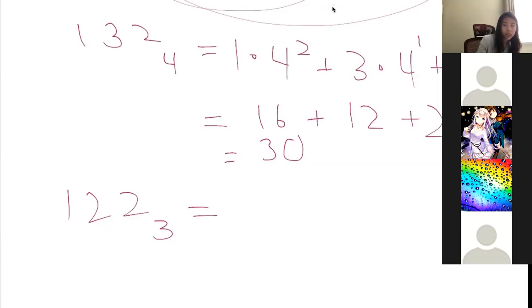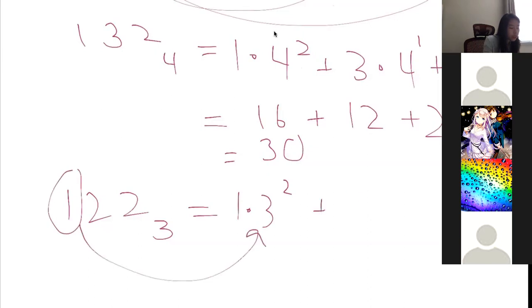Okay, so really nice job, guys. So this will just be 1 times 3 to the 2, right? So we're going to start with the leftmost digit. So this becomes 1 times 3 to the 2. This becomes 2 times 3 to the 1. And this becomes 2 times 3 to the 0. Right, the last two.